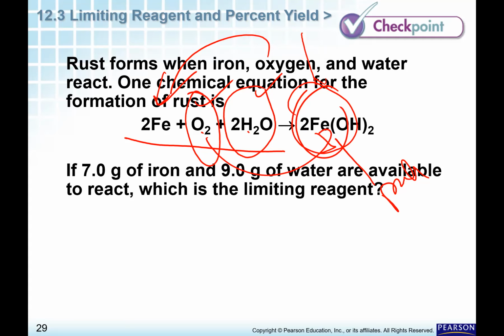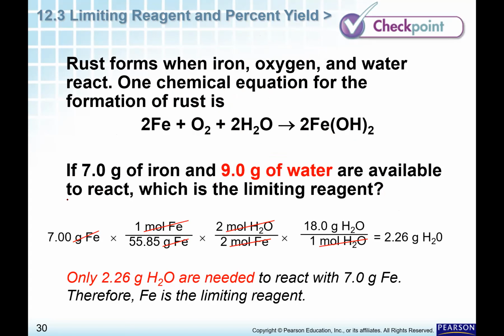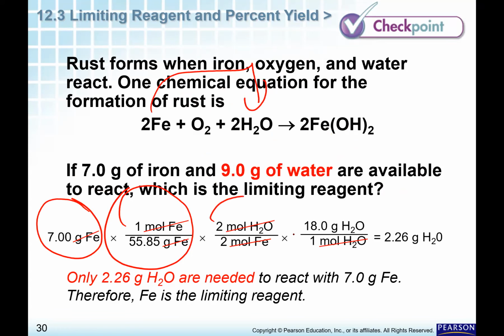So in this case, we have 7 grams of iron and 9 grams of water. So the question is, which is the limiting reagent? Nobody can say iron because it is 7 grams. That is absolutely wrong. So what we did here is to use the 7 grams of iron, change it into moles of iron, then see how many moles of water we need to react with. That's why we multiply it by 2/2, and that is the ratio from these two here. So this way, up to here, that is equal to the number of moles of water needed.